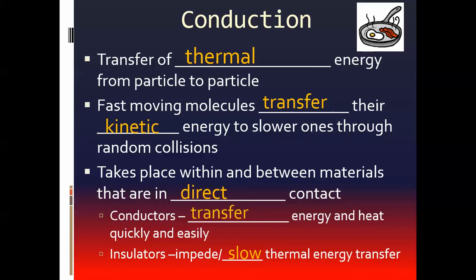So remember that a conductor is an object that easily transfers energy. It could be heat, it could be electricity. Insulators impede or at least slow down thermal energy. So think of a conductor like touching a hot metal pan, but an insulator being the pot holder or the oven mitt that you used. So it blocks the heat so you can pick up that hot pan or cookie sheet.